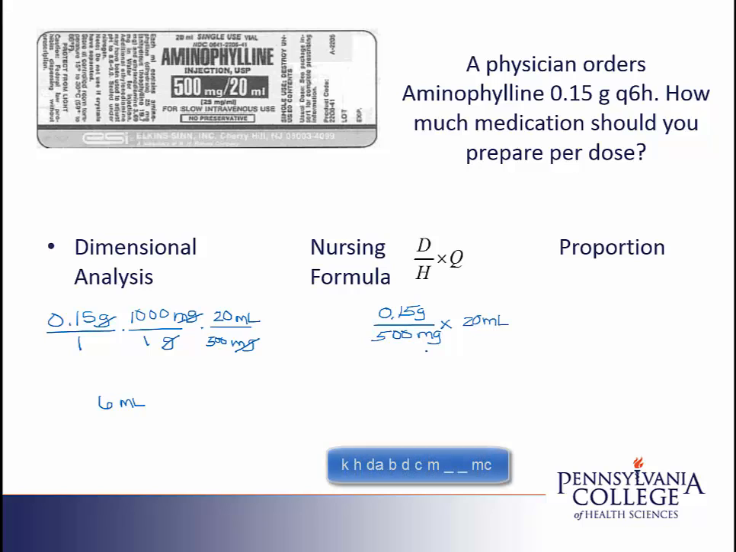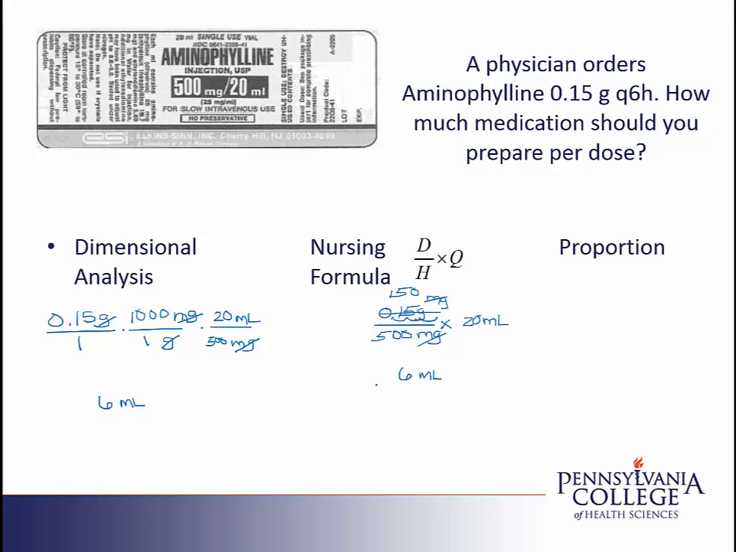So I have to use my metric line. I remember the mnemonic device, King Henry died by drinking chocolate milk full of microorganisms. The G is a base unit, and so I need to move my decimal 3 places to get to the M for milligrams, and that would give me 150 milligrams. Now my labels match, so they cancel, and that means I'm ready to do the math. So 150 divided by 500 times 20, and that gives me an answer of 6 milliliters.